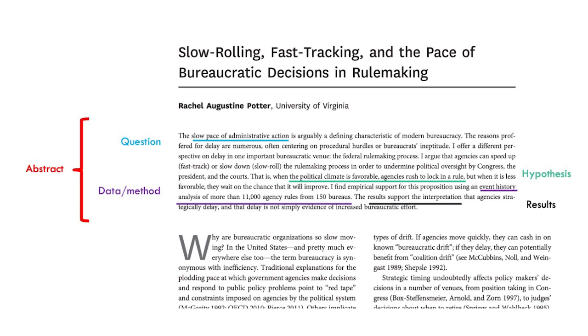A well-written abstract will tell you the author's question, in this case, why there are bureaucratic delays, their proposed answer, their theory about political expediency, how they tested that answer, in this case, statistics and a new data set, and what their results were. These are the essential parts of any article, and reading this abstract is going to tell you the key points you need to know and allow you to decide whether it's worth reading the rest of the article.